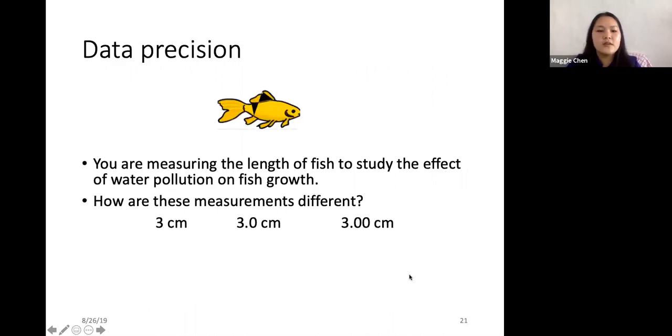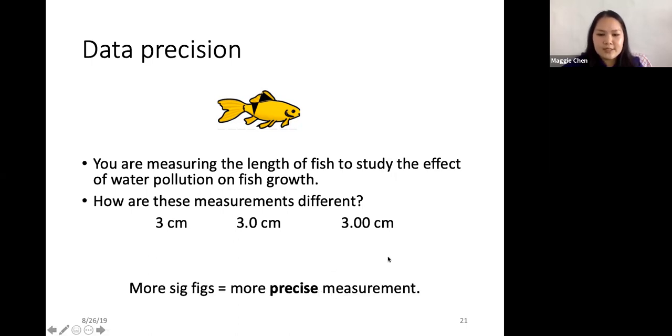Data precision. So if we are measuring the length of fish to study the effects of water pollution on fish growth, how are these measurements different? If precision is how much detail we're given, then looking at these 3 different figures, 3 centimeters, 3.0 centimeters, and 3.00 centimeters, the more detail that's given to us, the more precise that measurement is. So that would mean more sig figs, more precise measurements. So this would be our most precise, and this would be our least precise.